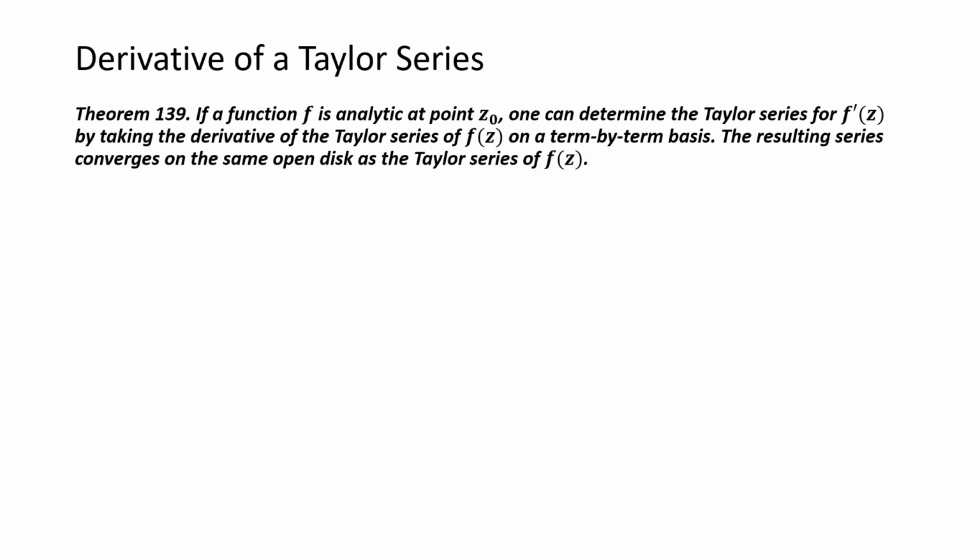On this slide, we have a theorem concerning the derivative of a Taylor or Maclaurin series. If a function f is analytic at a point z sub 0, one can determine the Taylor series of the derivative of f by taking the derivative of the Taylor series of f of z on a term-by-term basis, and the resulting series converges on the same open disk as the Taylor series of f of z.